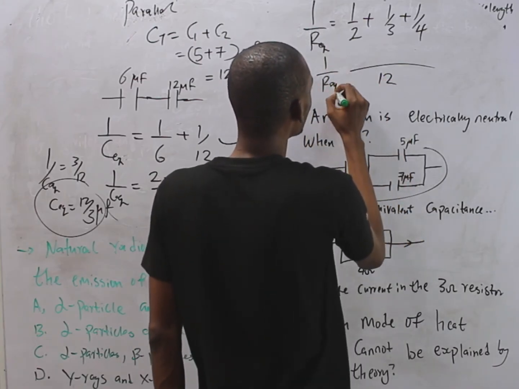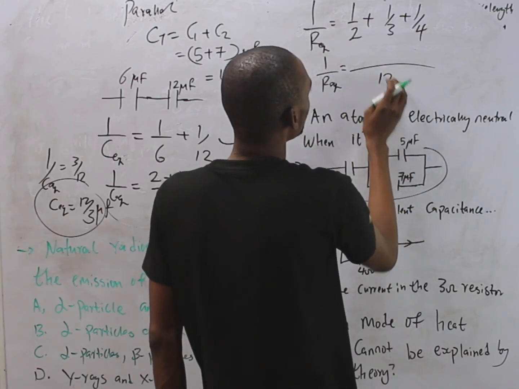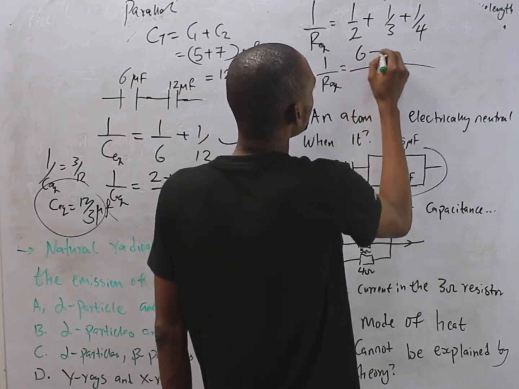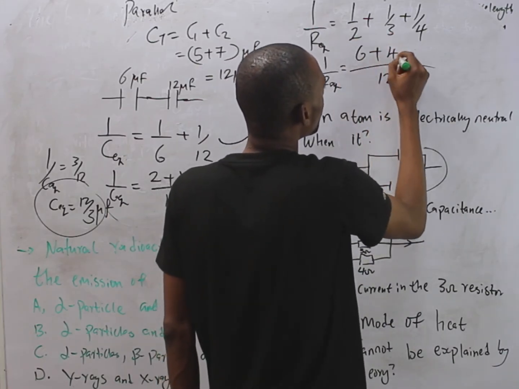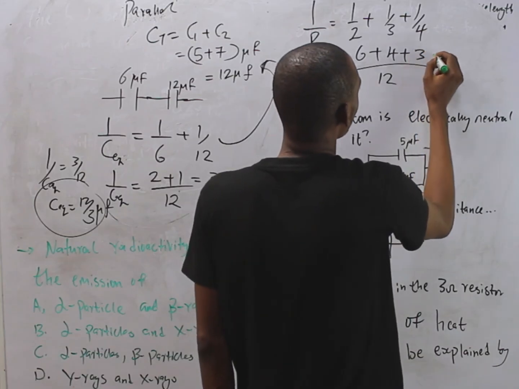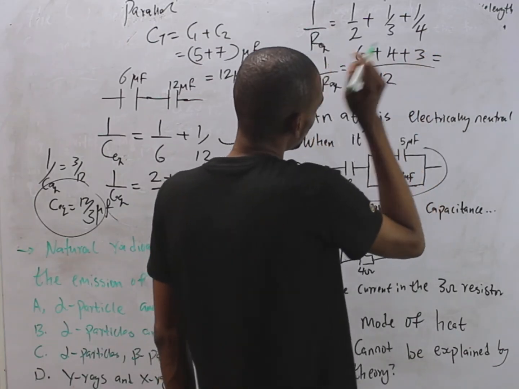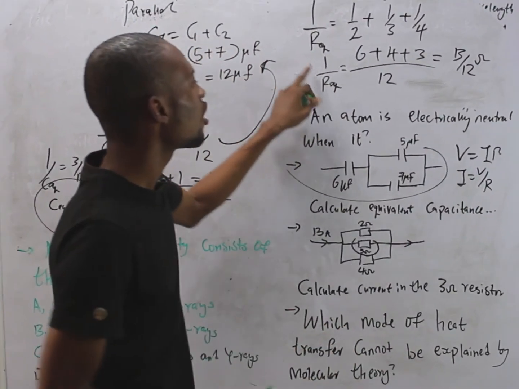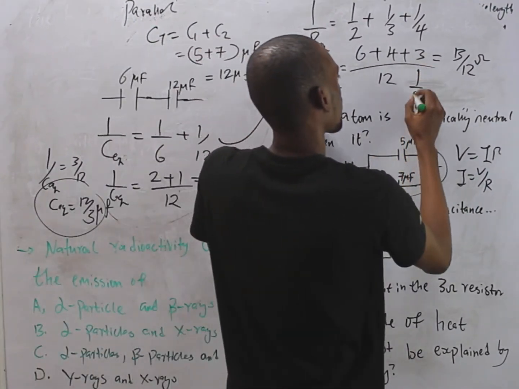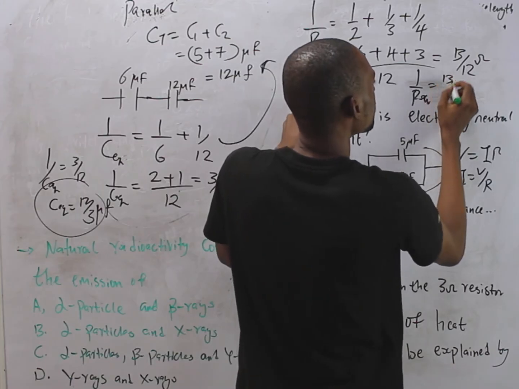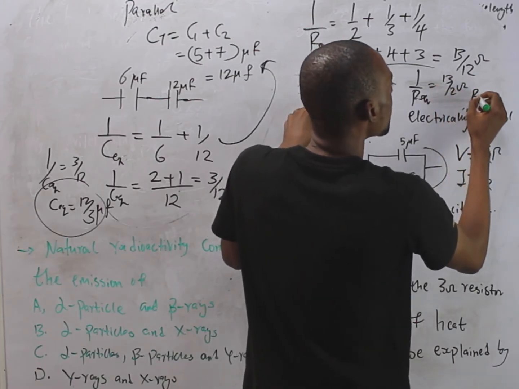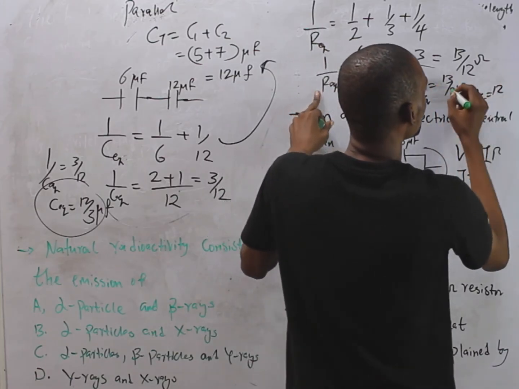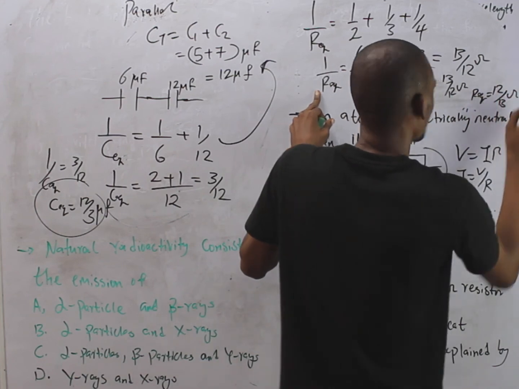Then for the resistors, the LCM is 12. 1 over R equivalent equals 12 divided by 2 is 6, plus 4, plus 3. This will give you 13 over 12. In this, 1 over R equivalent equals 13 over 12 ohm. R equivalent equals 12 over 13 ohms.